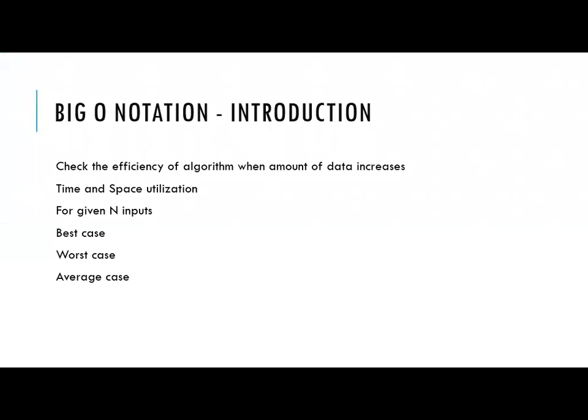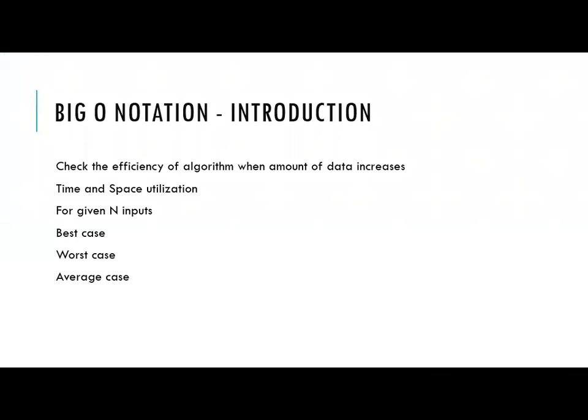So if n is small, it may work differently, but if n increases, the algorithm's efficiency changes. So for that, we calculate the algorithm's efficiency in three different cases: best case, worst case, and average case. Let's say we are given n inputs, and n is huge.